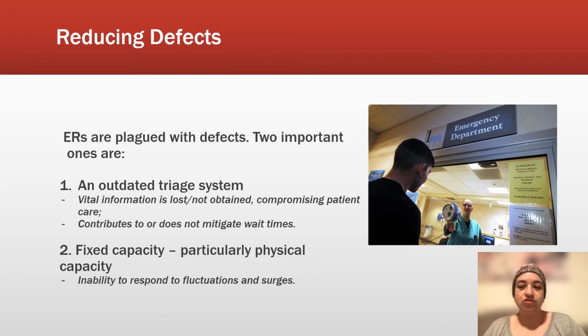Before highlighting two specific defects in the emergency room setting, it is important to underscore that these problems have real consequences on patients. Delays lead to poorer patient outcomes, up to and including the death of patients.